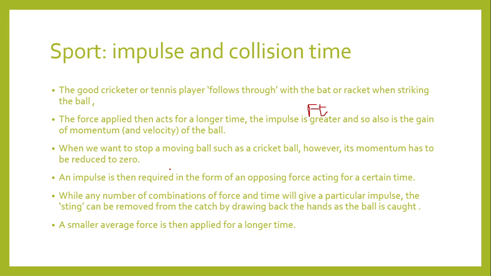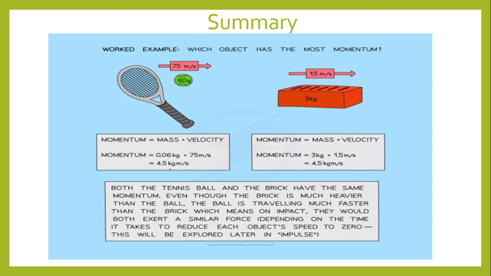So a smaller average force is then applied for a longer time. So it's basically a game of force and time. If you're using it for a longer time, then a smaller force will be required because it's a product and they're directly proportional to impulse. And if we apply a very large force for a very short time, as we did when we were hitting the ball in the first place, that is also another way to apply a large impulse.